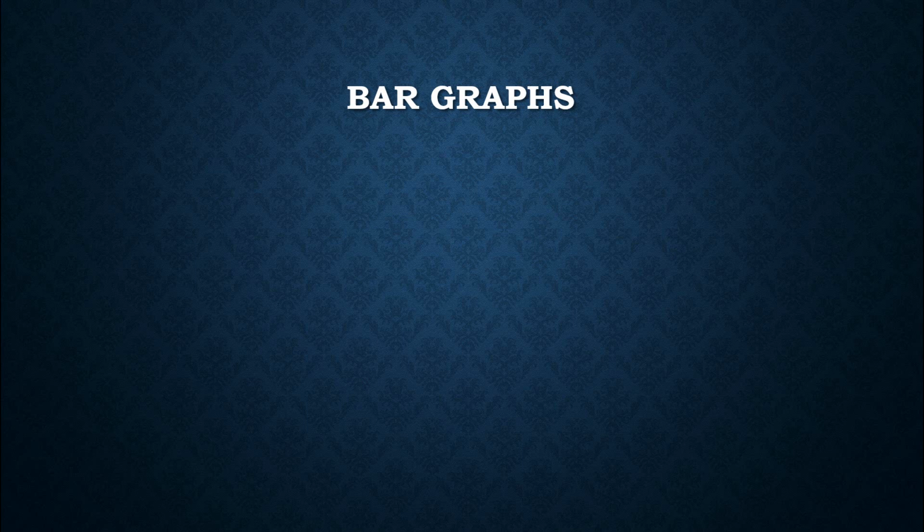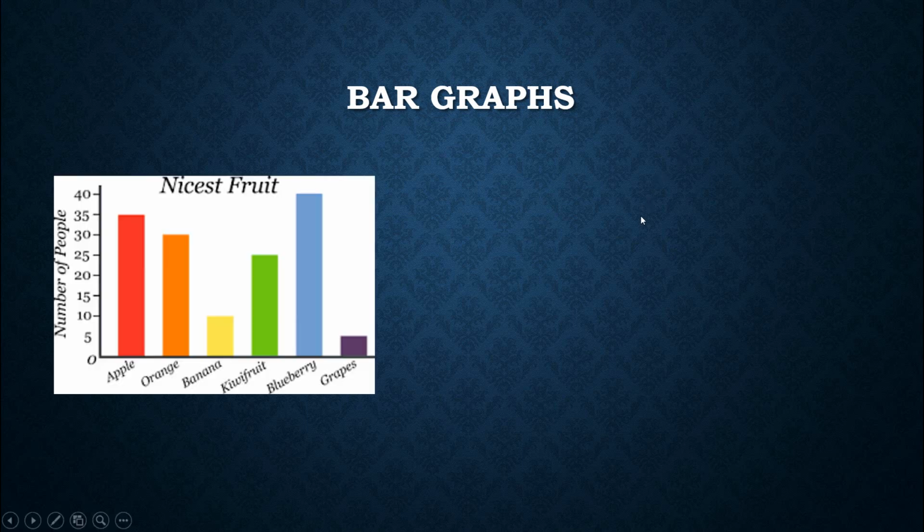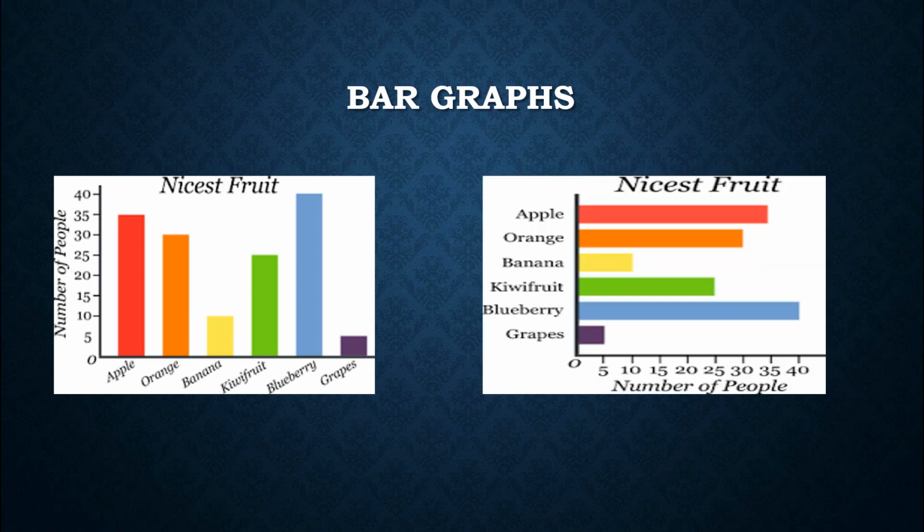Bar graphs, what can we say about them? They're pretty simple. Let's take a look at some examples. We have nicest fruit. Now, there's a couple things I want you to notice about this particular contrast of graphs. They can be done in a way where we have vertical bars, or they can be horizontal. Doesn't really matter. Look at this. We have apples, oranges, bananas, kiwi, blueberry, and grapes. Okay, same thing over here, except that they're done this way.